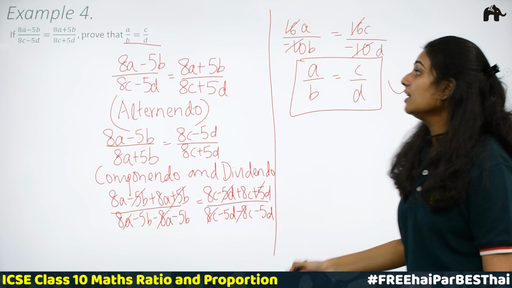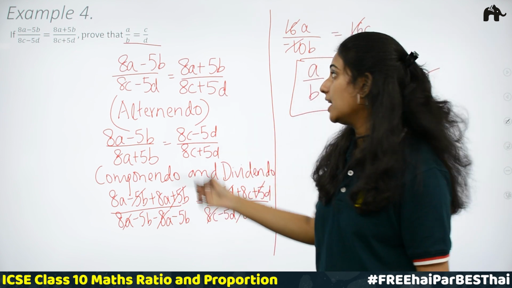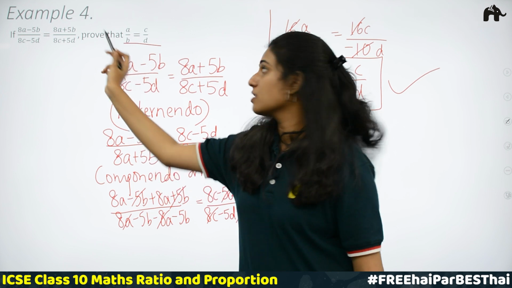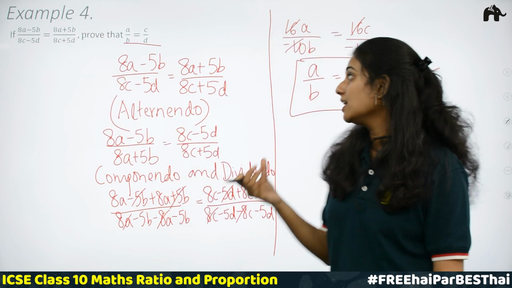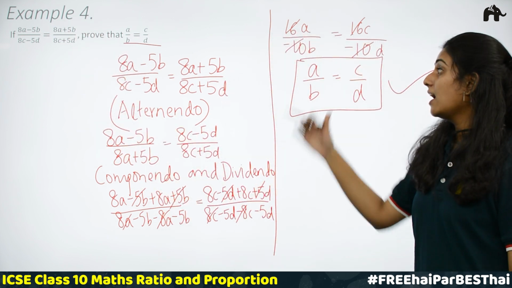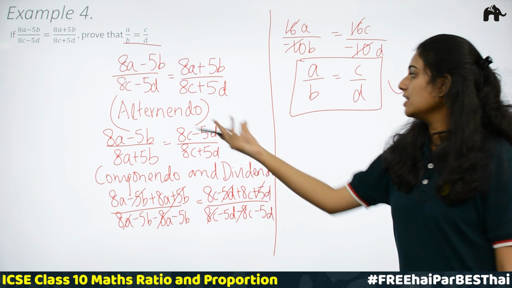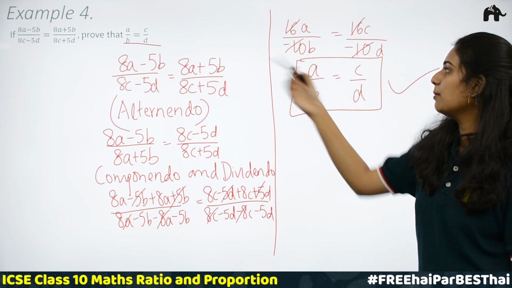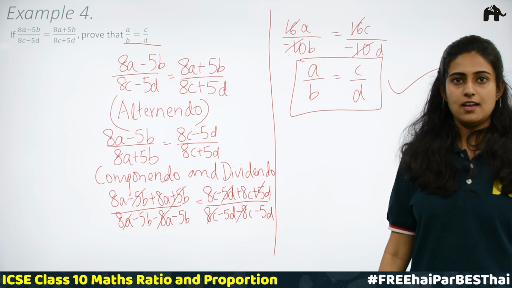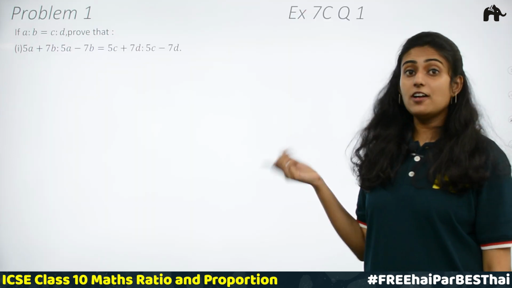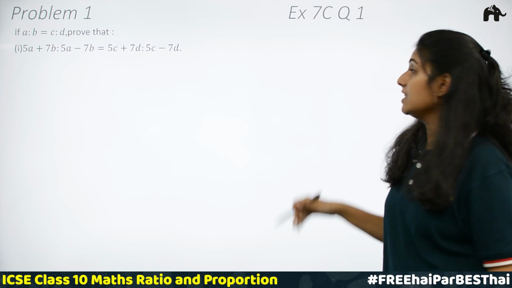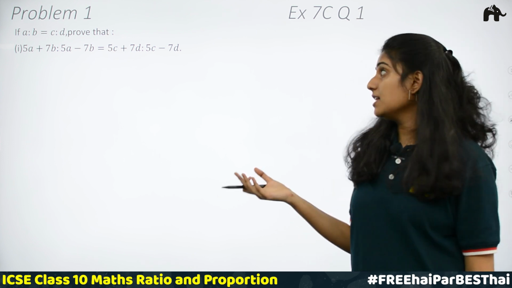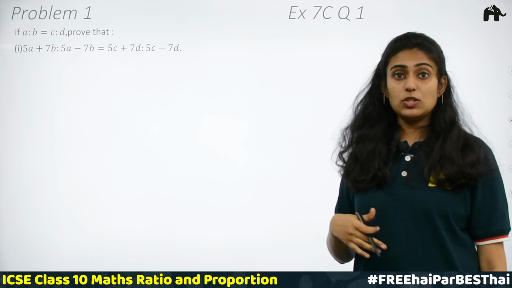Or else, if these properties were not applied, we'd have to cross multiply all this. After that we'd be getting larger numbers and then solve it. Here, easily by applying two important properties, we could get a by b is equal to c by d. Understood? Now let us solve some problems from exercise 7C. We are not solving every question because if I solve, the video length will be high.